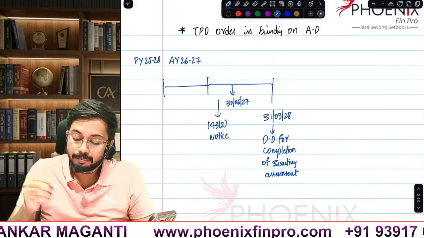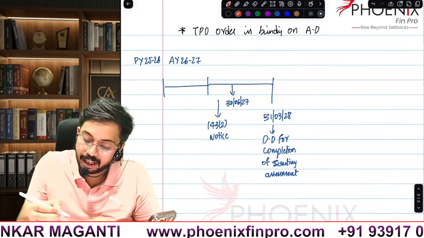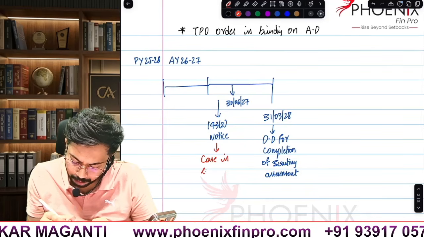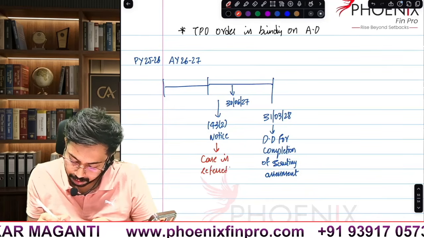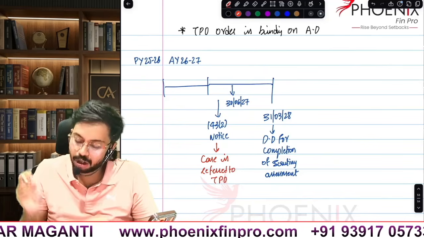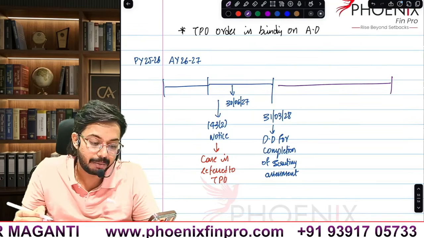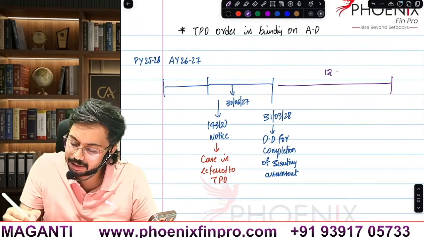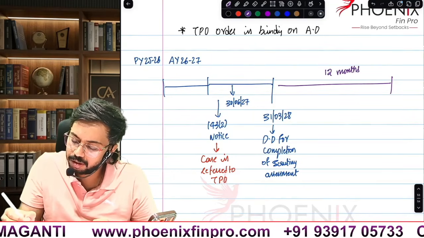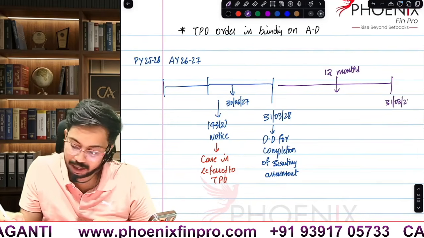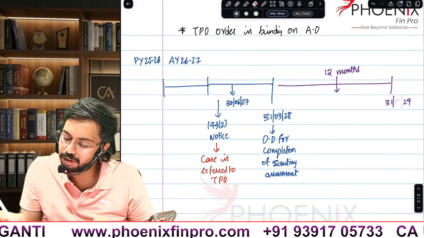Yes. For example, in section 143(2), if the case is referred to the transfer pricing officer, then the due date is not 31st March 2028. The AO will get an extra 1 year time limit. Are you able to understand? 12 months. So the extra time limit is 31st March 2029. That is the time limit for completion of scrutiny assessment.